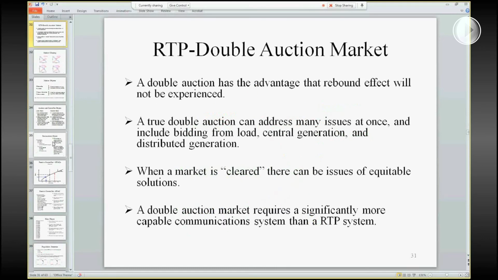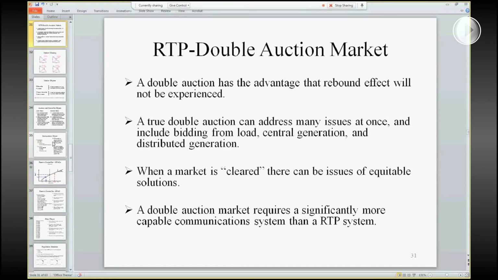And then the RTP double auction market, which is our big push and the reason that this model was originally created in GridLAB. I'm going to go a little bit more into detail about how this is trying to work and how we've addressed it, because it will define the entire envelope of what we're trying to do.